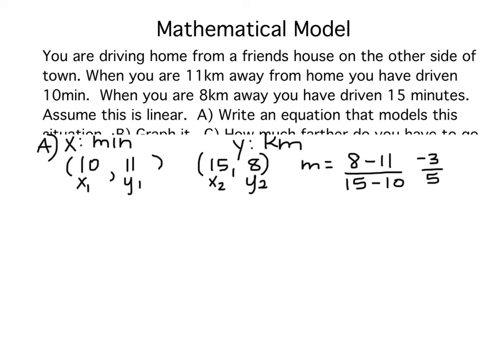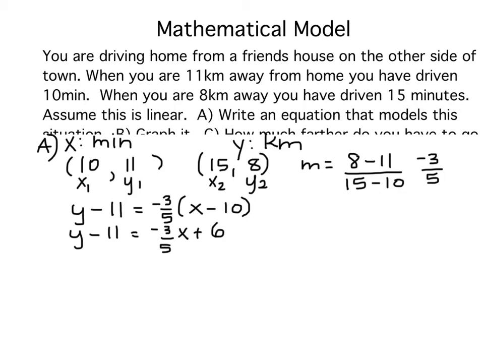I'm now going to use point slope form, which is y minus y1 equals the slope times x minus x1. It doesn't matter which point I use. The 1 just means the first point, 2 means the second point. And I'm going to distribute that, and I'm going to add 11.